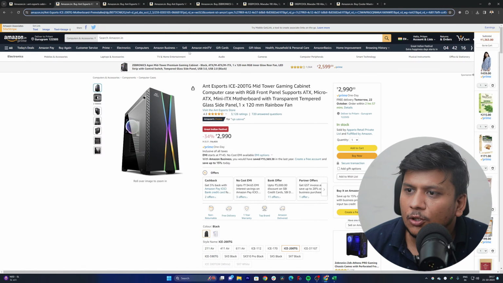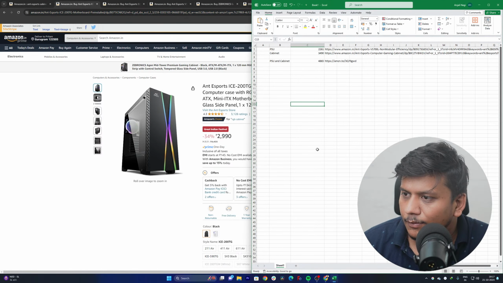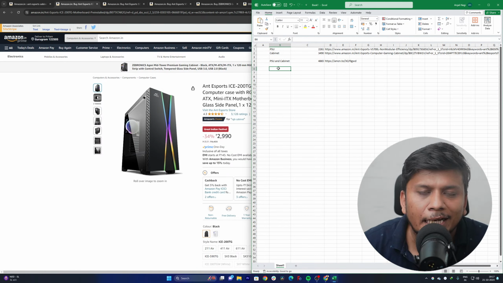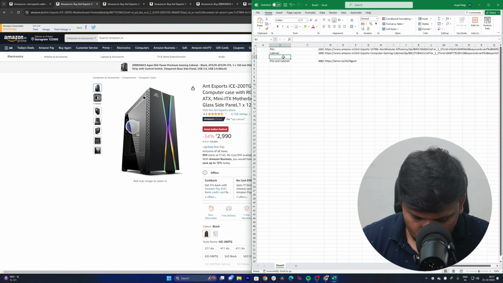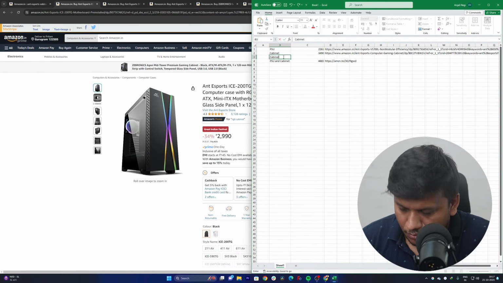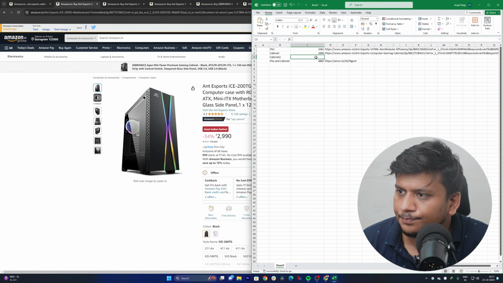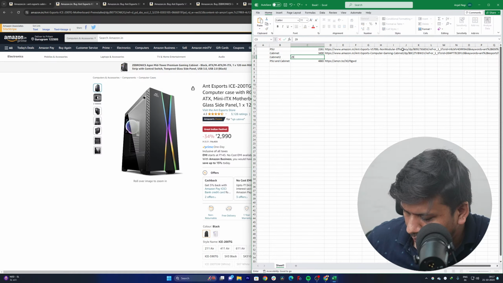Okay, let me just copy this, and then I'm going to add it here. If, let's say, you do not like white color, you can go with cabinet 2, and this one only costs 2990.